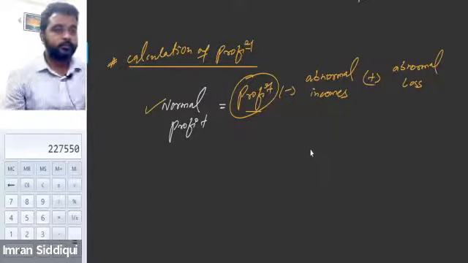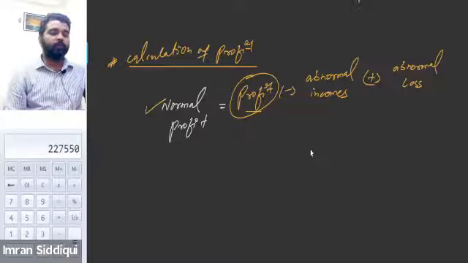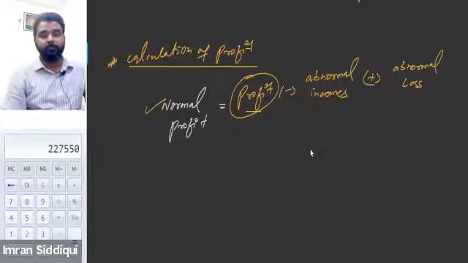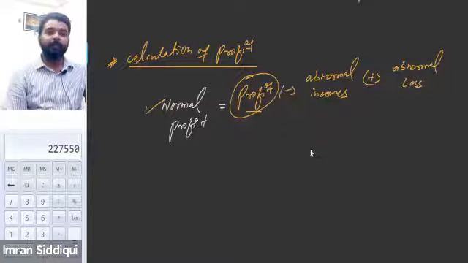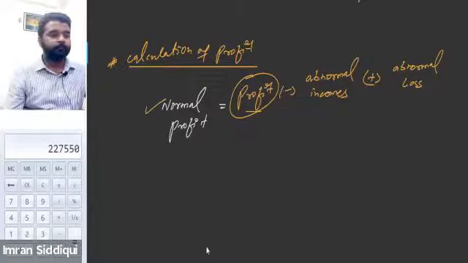Is that clear, everyone? Whatever the profit given to you in the question, you will be subtracting the abnormal incomes and then adding the abnormal losses. And this is how you will be able to find out the normal profit. Am I clear to all of you? Yes or no? Yes, sir.